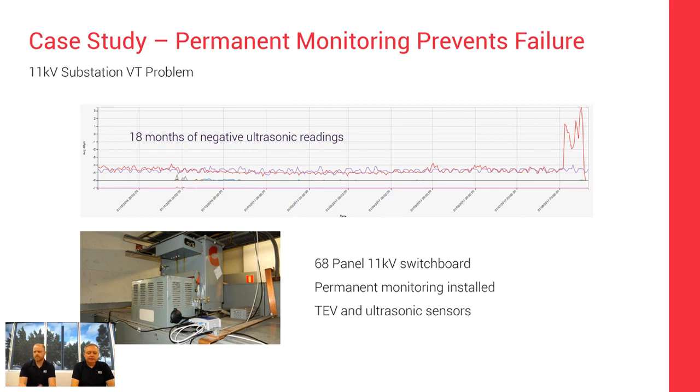So the next case study shows you a similar thing where we've got a discharge happening and it would have accelerated through to failure, except this time, with the monitoring, the activity is prevented from going to failure. This particular instance was a large switchboard, 68 panels of 11 kV switchgear. A monitor was permanently installed using transient earth voltage and ultrasonic sensors. You can see the top graph there, we've got about 18 months of basically nothing going on, and then all of a sudden something kicks up at the end.